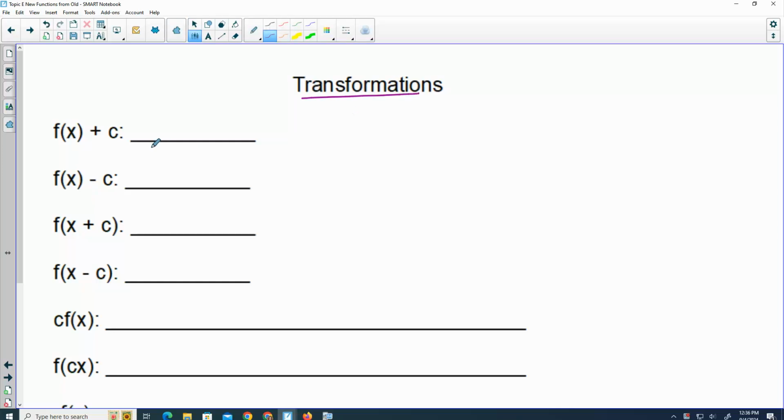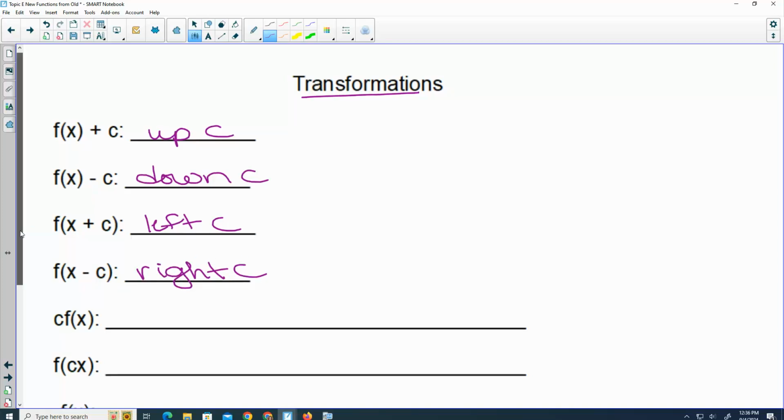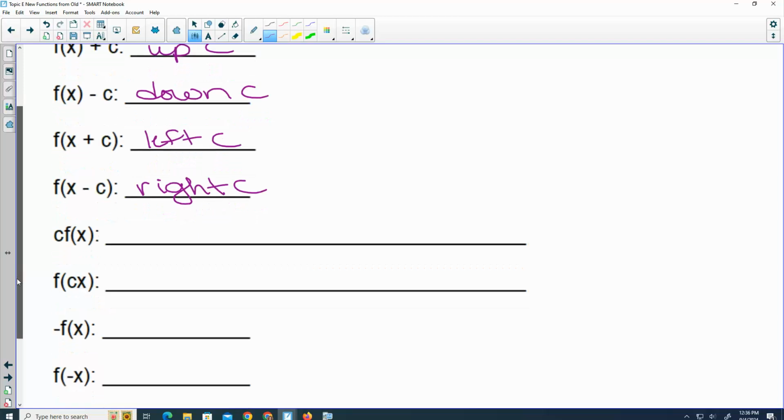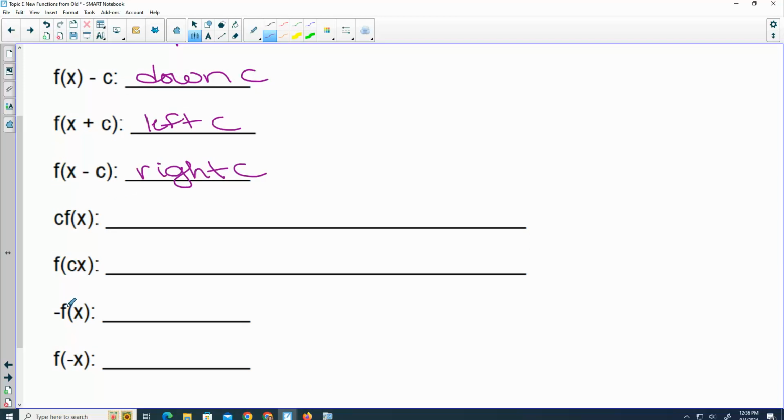What happens if you add something onto the end? How does it affect the graph? Goes up. If you subtract something on the end, it goes down. If you add it to the x, left. And if you subtract it from the x, right. If you multiply on the outside, vertical stretch.